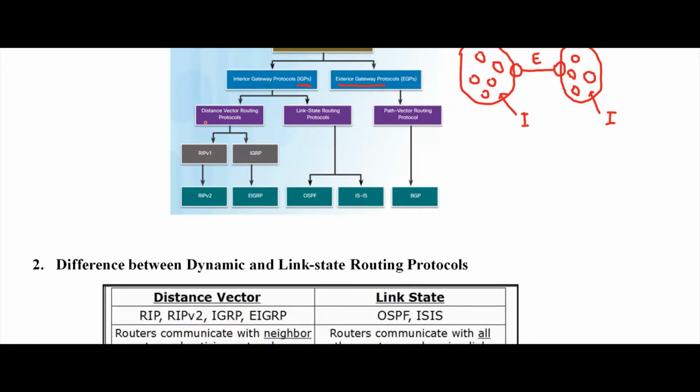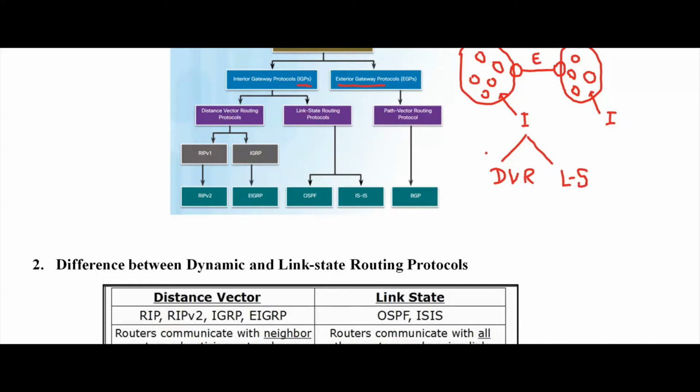The first type is called distance vector routing protocols. Then the second group is link state routing protocols. So there are two different types available in the interior gateway protocol itself. The first type is DVR, distance vector routing protocols. Then one more group is called link state. Link state is going to be the second one.